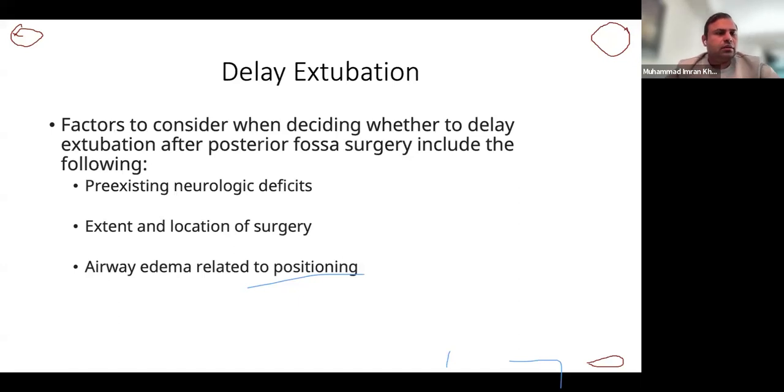Patients with pre-existing laryngeal muscle dysfunction, dysphagia, or respiratory compromise may be unable to maintain or protect the airway after extubation, particularly with any residual anesthetic effects. So patients with pre-existing neurological deficits, or patients where the extent and location of surgery is such that they think a nerve might be damaged and the patient might not be able to maintain his airway, or if the patient has airway edema related to positioning, then you can think about a delayed extubation.